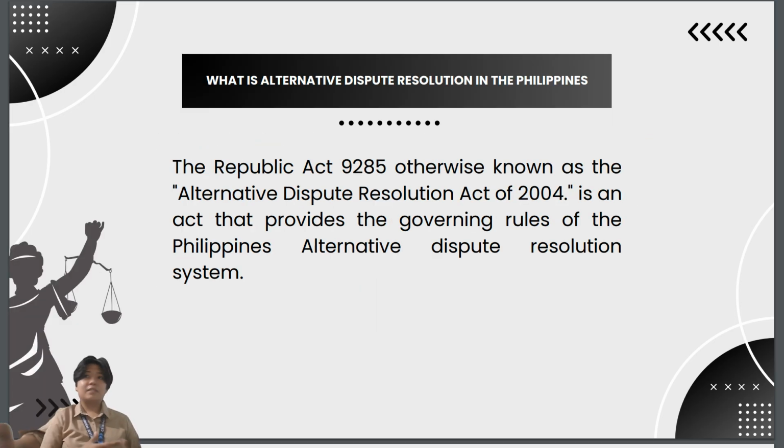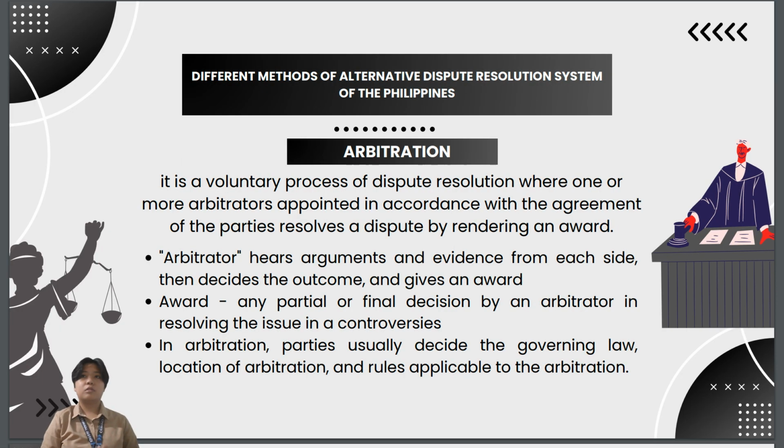Next, what is alternative dispute resolution in the Philippines? In the Philippines, we already have a law that provides and governs the rules of the Philippine Alternative Dispute Resolution System. It is RA 9285, also known as the Alternative Dispute Resolution Act of 2004. Let's proceed to the different methods of alternative dispute resolution of the Philippines. In my report, I will only discuss 6 methods. However, it is not limited to that, because our country has different methods in resolving disputes.